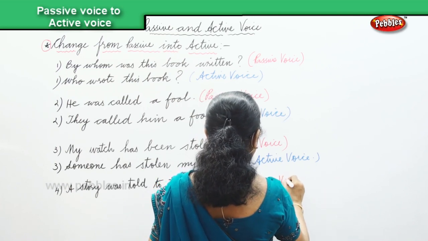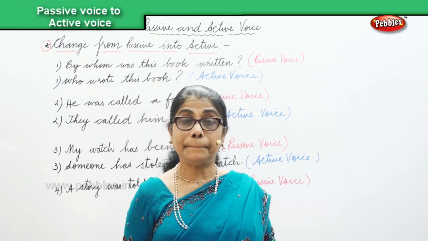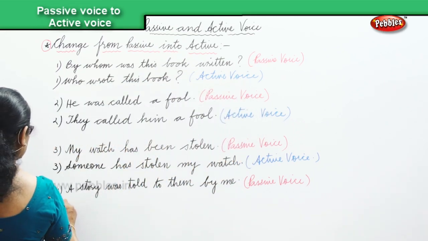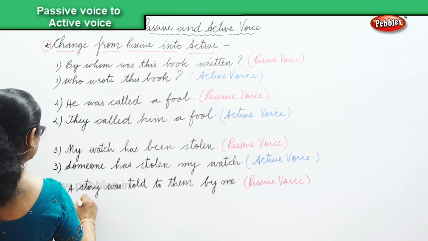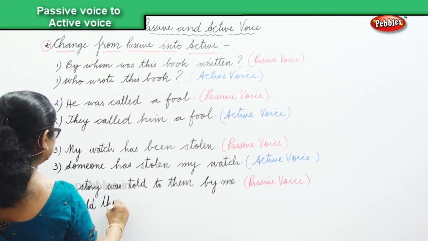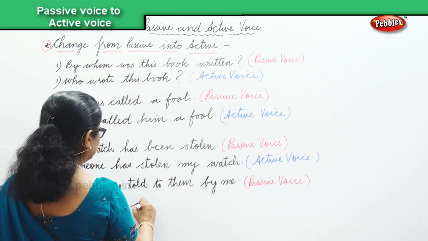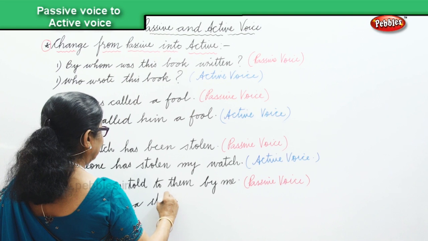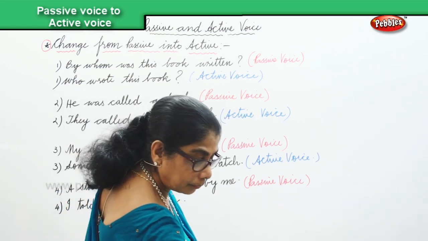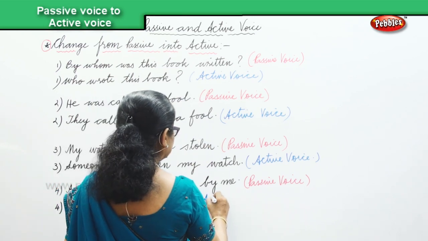And when we change that into active: I told them a story. So, I told them a story. That's the active voice. I told them a story. That is into active.